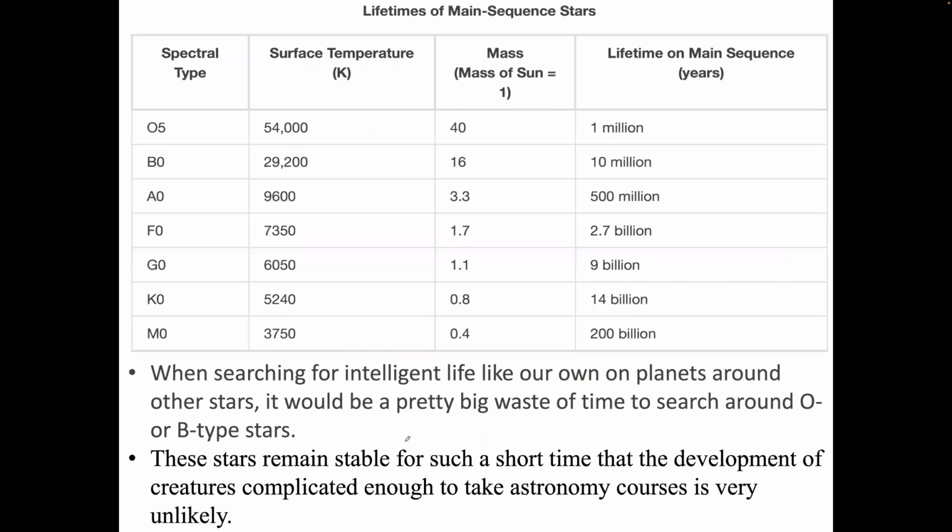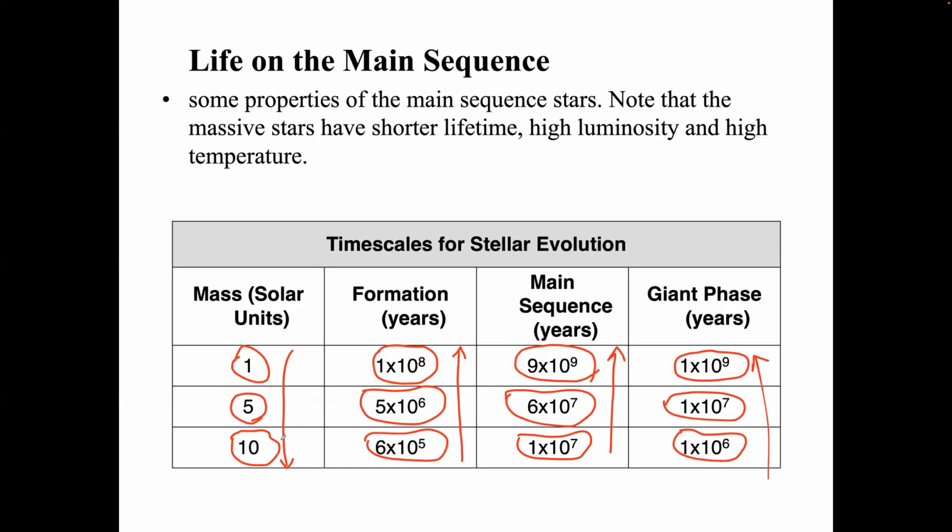So the idea here is that everything happens faster for these massive stars. So the larger the initial mass of the star, the quicker it will go through the process of formation and evolution. All right. So that's what you can see here.